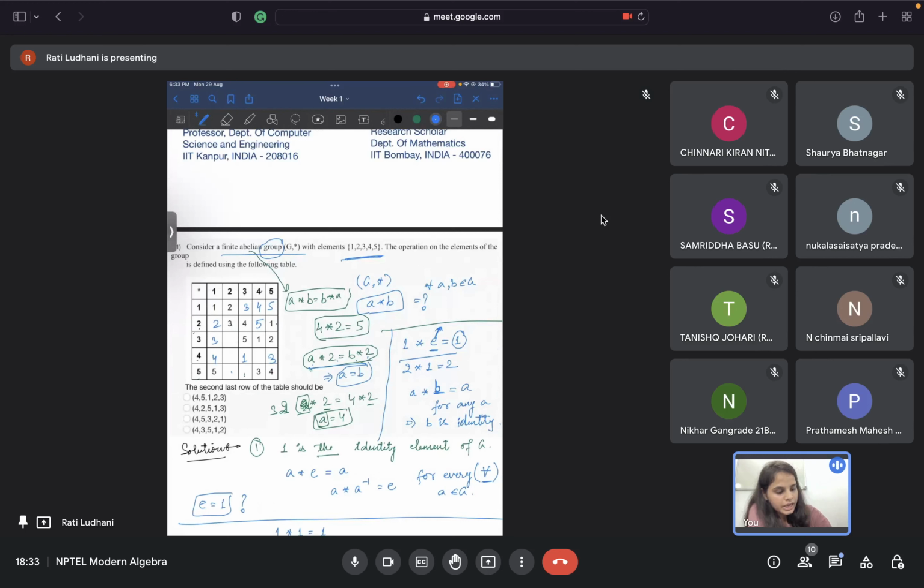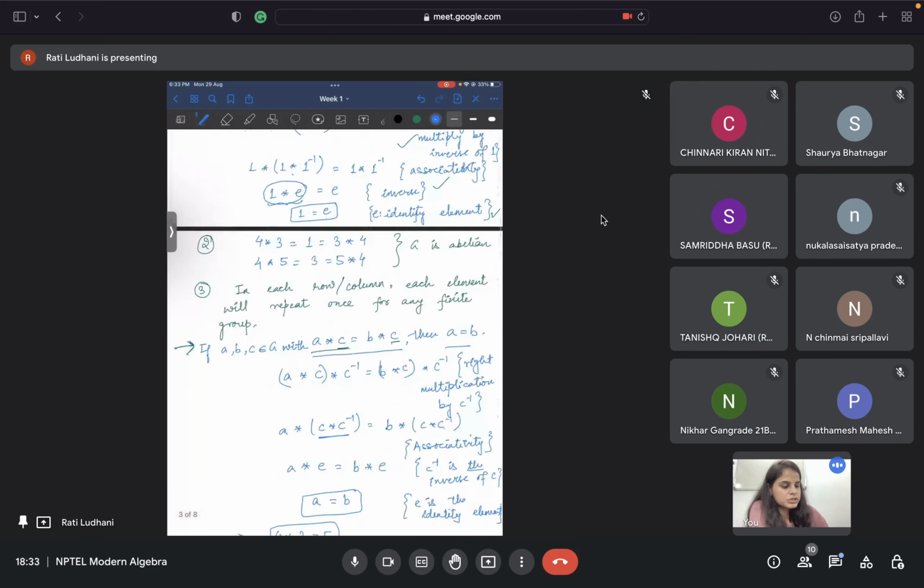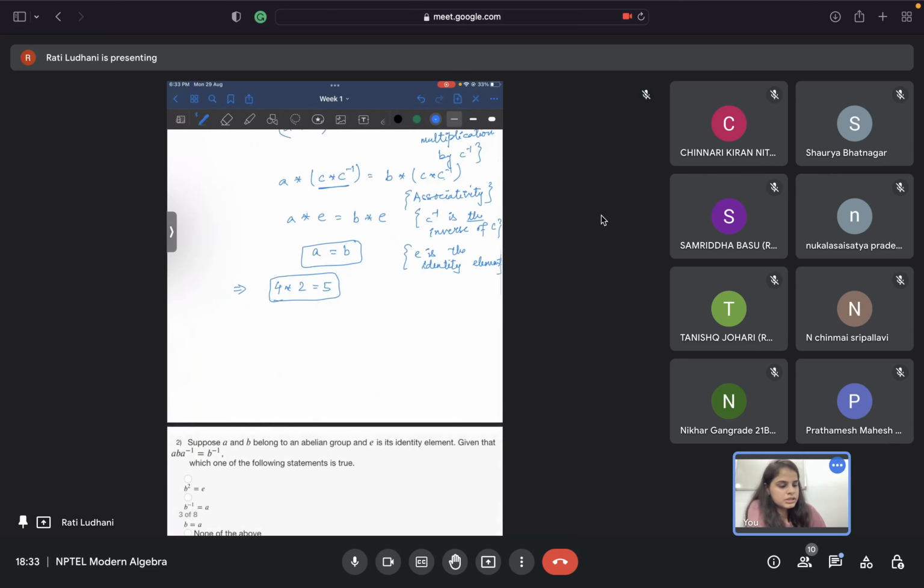Now using this, I was using this because you can again use this column thing. Can you tell me which entry this is? 4 star 4 is equal to 4 star 2, so 4 is equal to 2, exactly, because of this column thing. For column you can always go with c star a and c star b, same thing for this. So this implies 4 star 4 is equal to 2. So you got this entry.